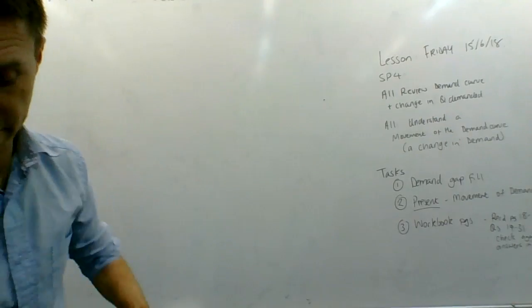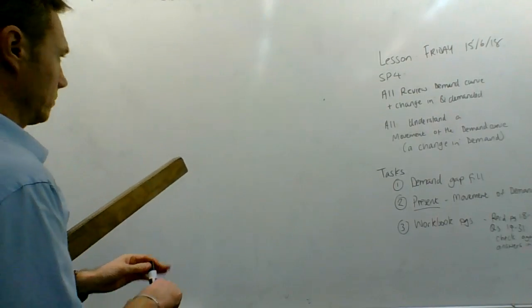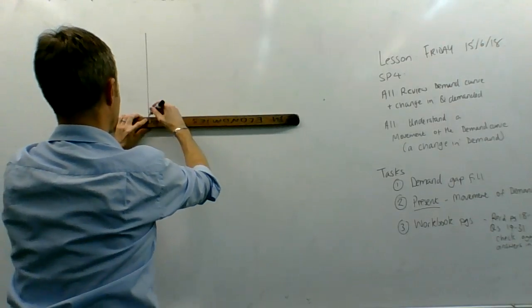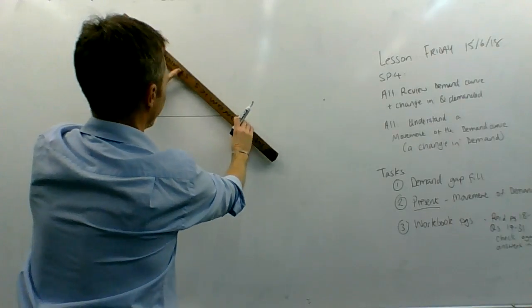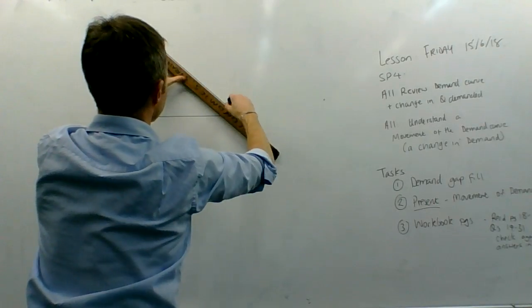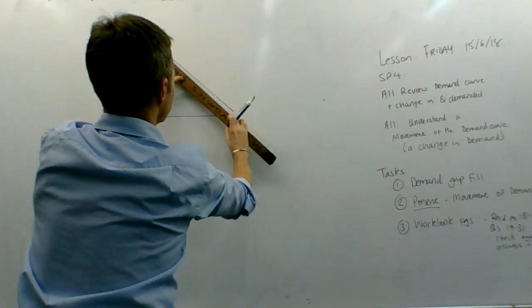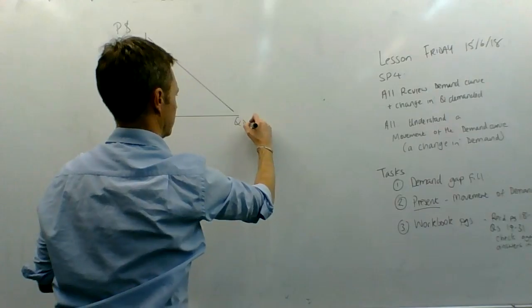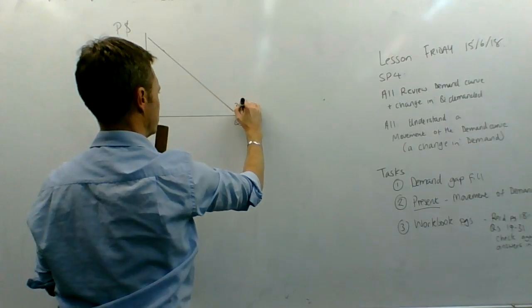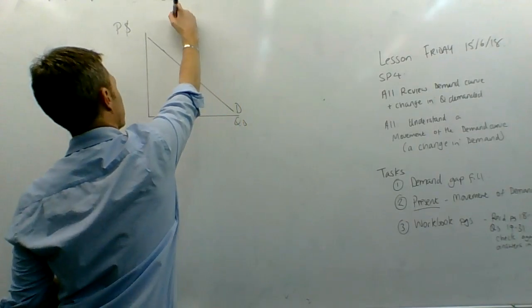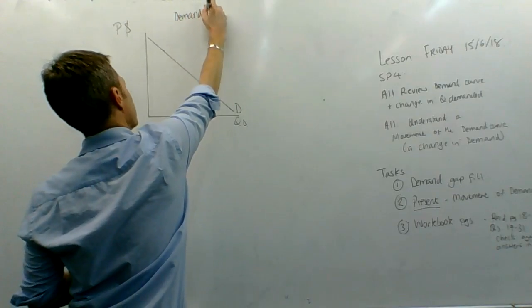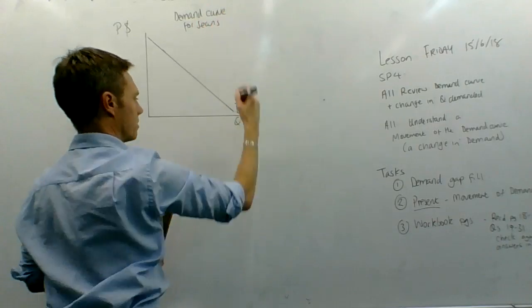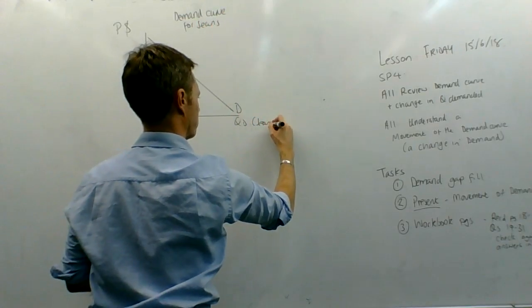And this time we'll do the same thing. We'll do the demand curve using our straight edge. So our P, $ sign Q, and our D should be there. And let's just say demand curve for jeans. I didn't write that earlier on, actually, on the previous one.